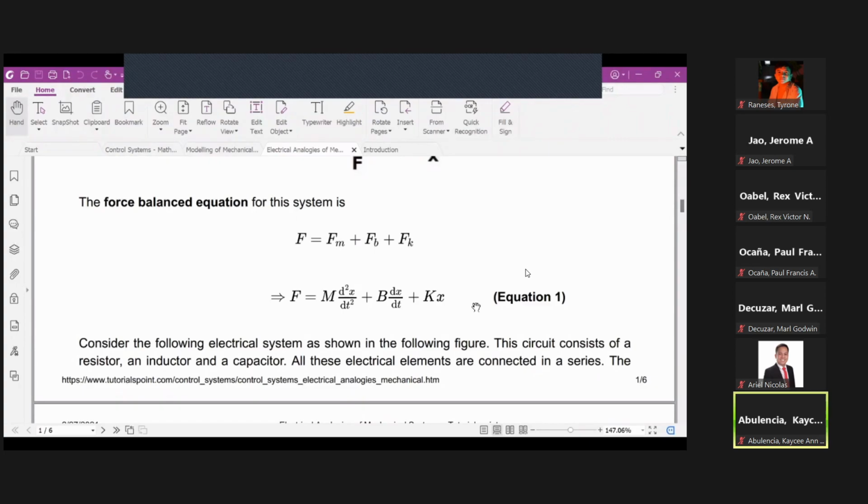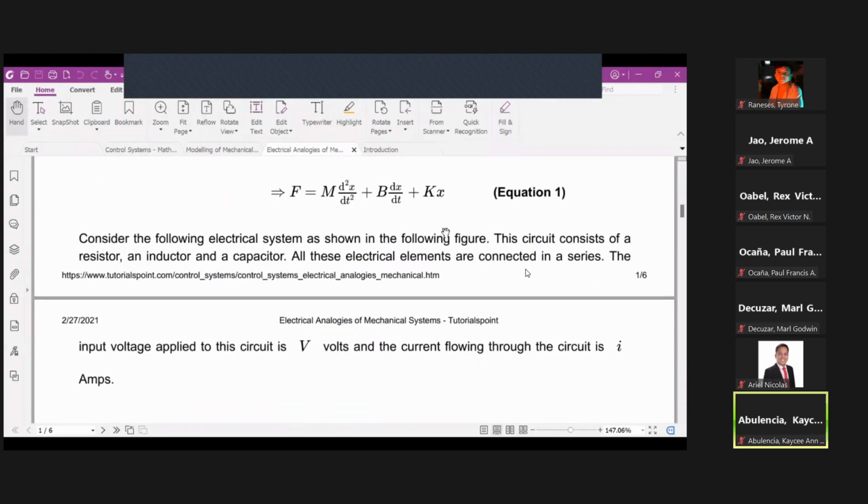Yes, sir. So consider the following electrical system. So meron naman daw tayo electrical system in the figure. The circuit consists of a resistor, inductor, and capacitor. There is a tig-iisang element din. We have one resistor, one inductor, and one capacitor. All these electrical elements are connected in series.